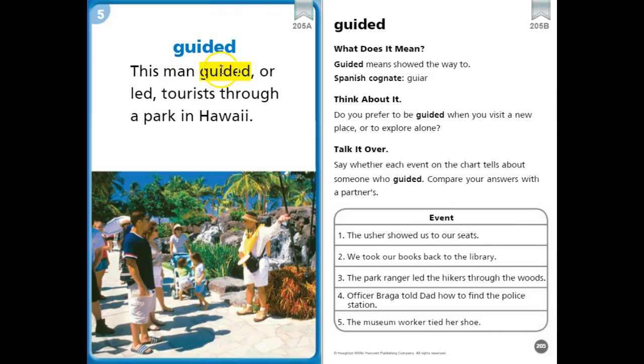Guided. This man guided or led tourists through a park in Hawaii. Guided means showed the way to. Do you prefer to be guided when you visit a new place or to explore alone? Say whether each event on the chart tells about someone who guided, and then compare your answers with your learning adults.